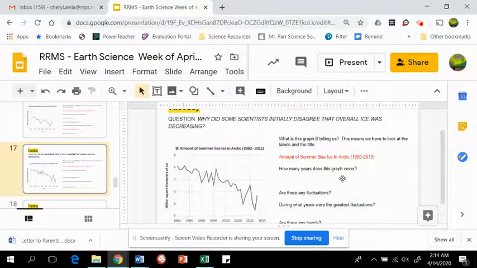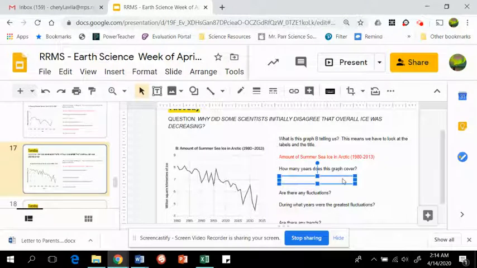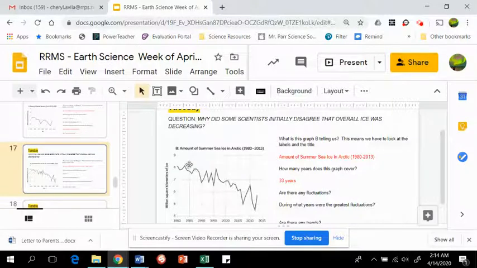How many years does this graph cover? What is the range? 2013 minus 1980 would be 33 years. Are there any fluctuations? Goes down, goes up, goes down, goes up, goes down, goes up. You betcha. Yes, there are fluctuations.